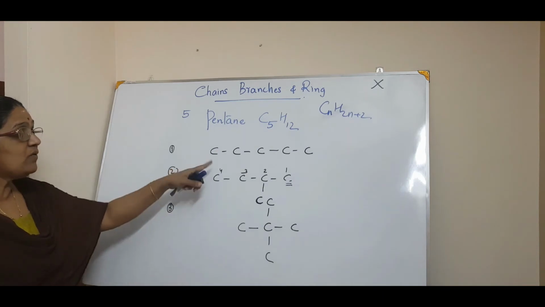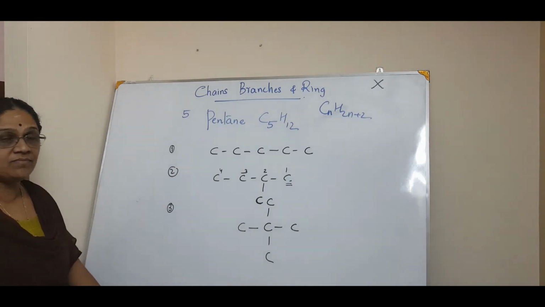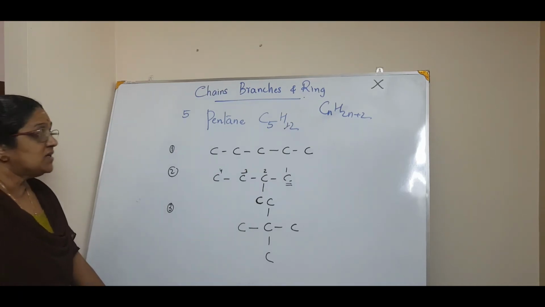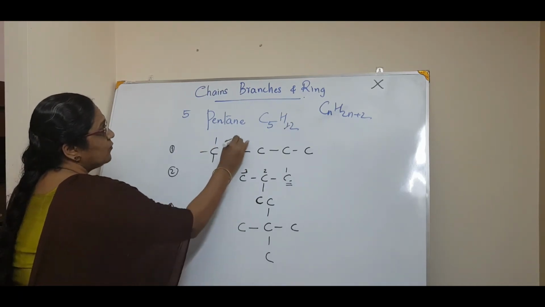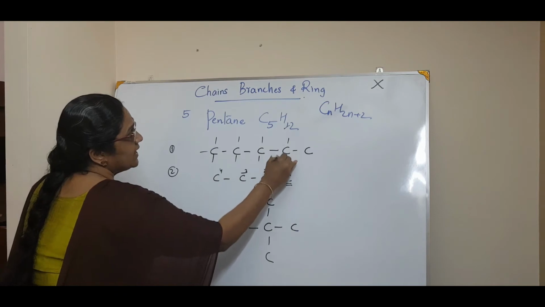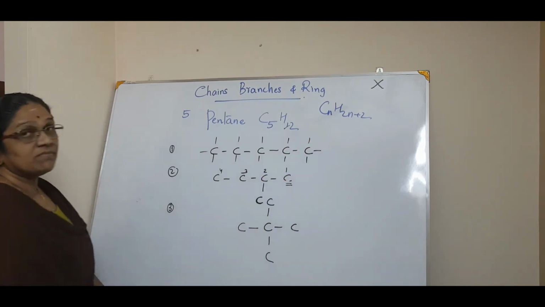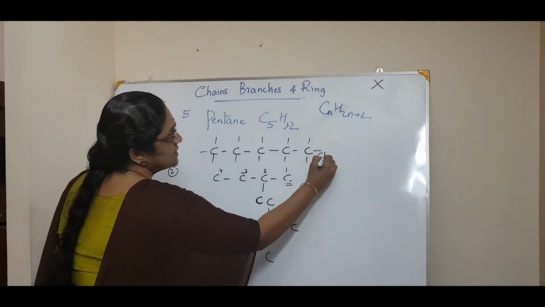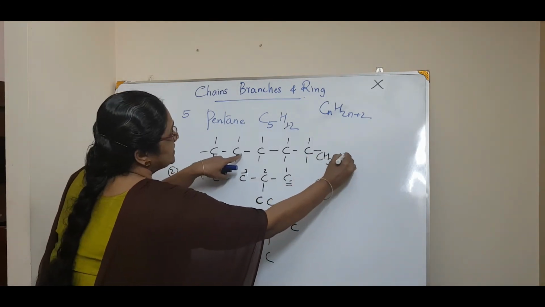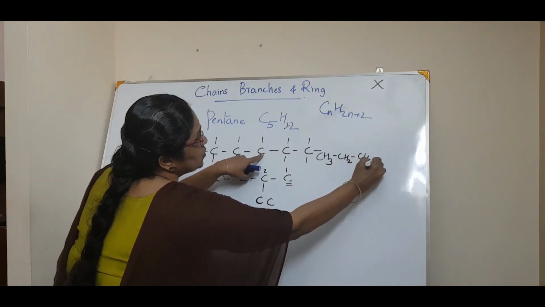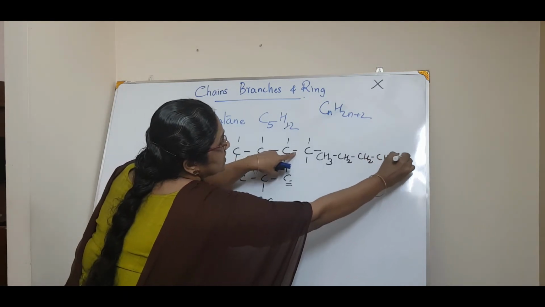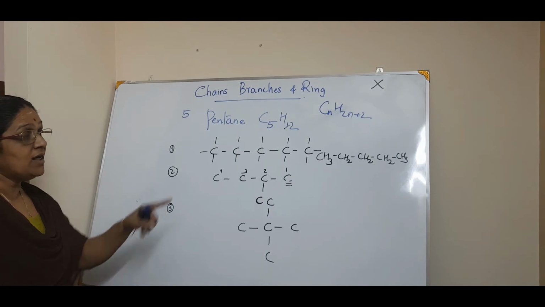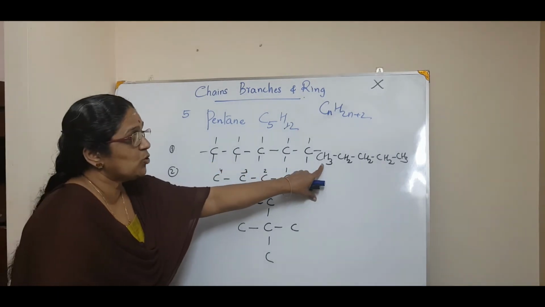Now we will add the hydrogen atoms. Correct. So it should be H12: 1, 2, 3, 4, 5, 6, 7, 8, 9, 10, 11, 12. Isn't it? So what is the condensed formula? CH3, CH2, CH2, CH2, CH3. Correct. This is the condensed formula, or the first structural isomer is this.